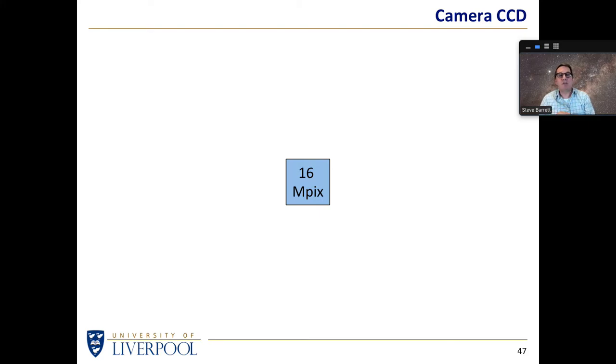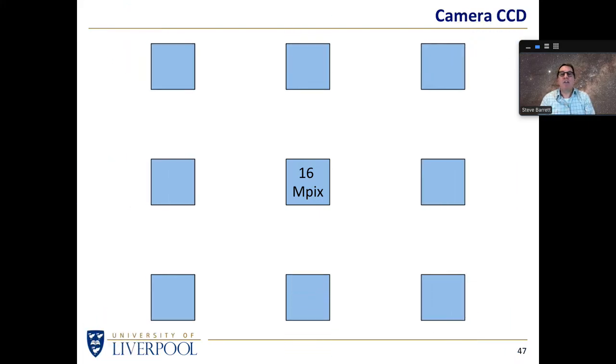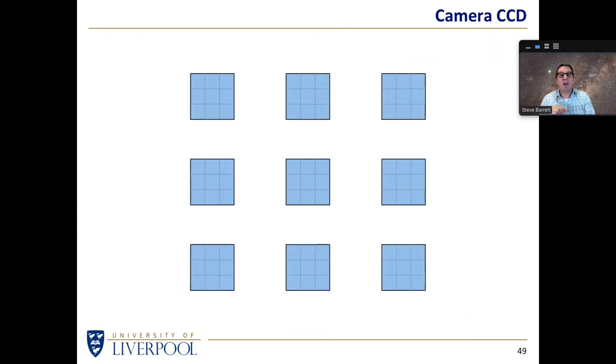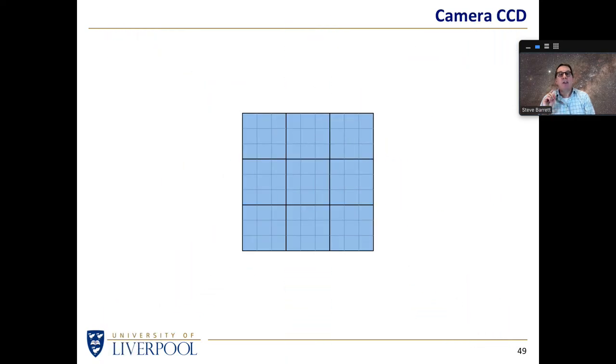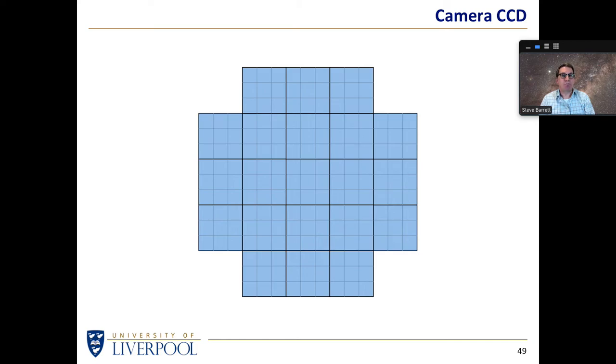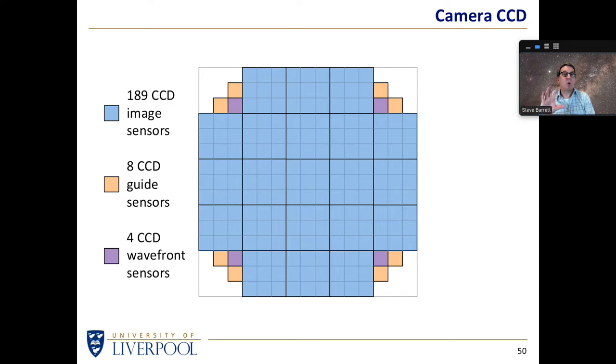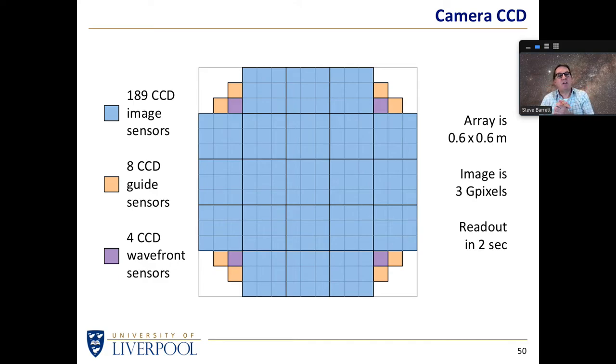Let's imagine taking those 16 megapixels and adding another 8 of the same around it into a sort of package. Now let's imagine taking that package with 9 lots of 16 megapixels. Let's take that package and add another 8 of the same. And then add another 12 of the same. Now add a few chips that are used to check focusing and tracking, and now you have the detector of the LSST. It has in total 189 imaging sensors, 8 guide sensors, 4 wavefront sensors, in other words focus checks, and it ends up as an array that's 0.6 meters on a side.